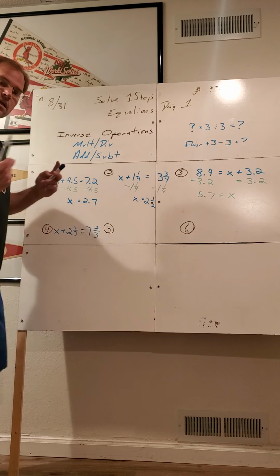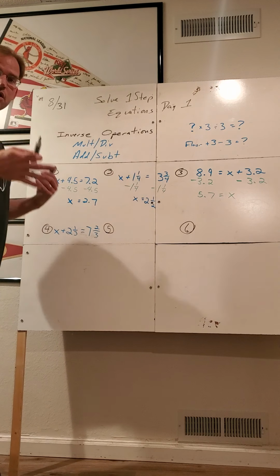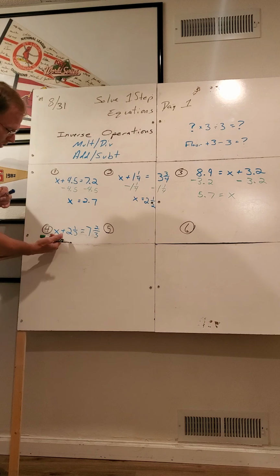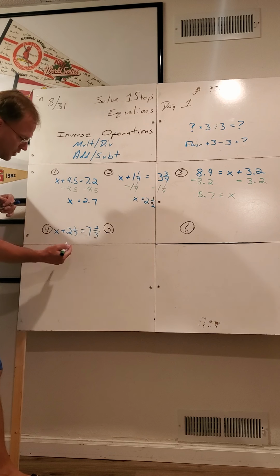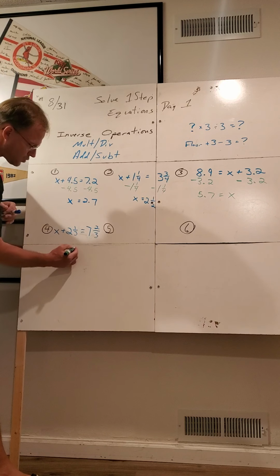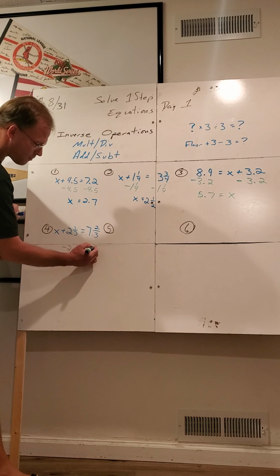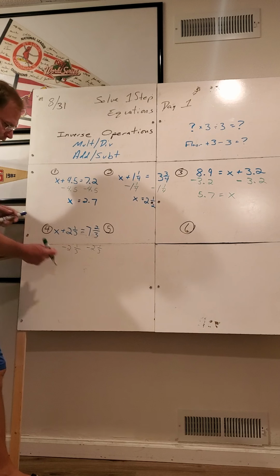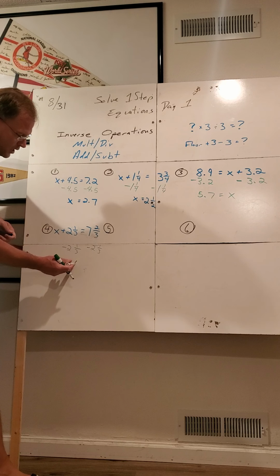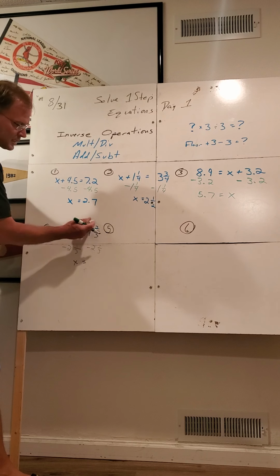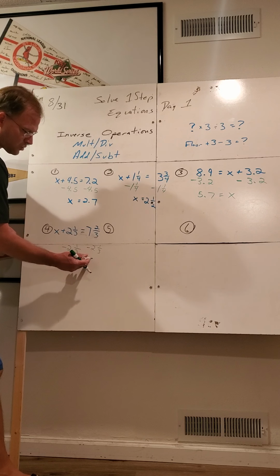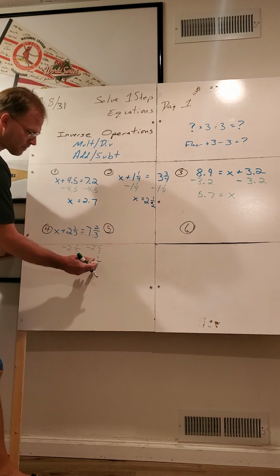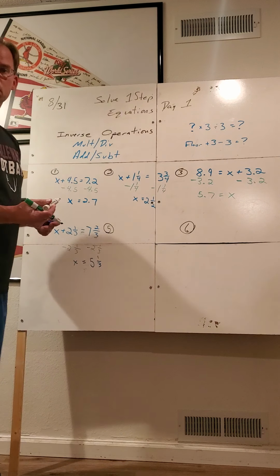So, again, what's the concept? How do I solve an equation? I use the inverse operation. I see addition, x plus 2 1/3. I subtract 2 1/3 from both sides of the equation. Plus 2 1/3 minus 2 1/3, the only thing left over here is the x. 7 2/3 minus 2 1/3, 5 1/3.